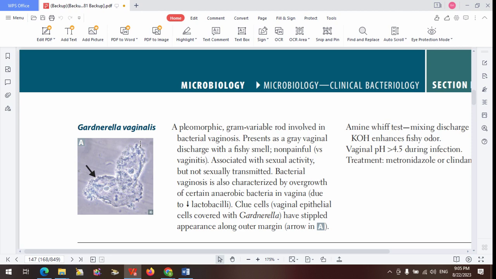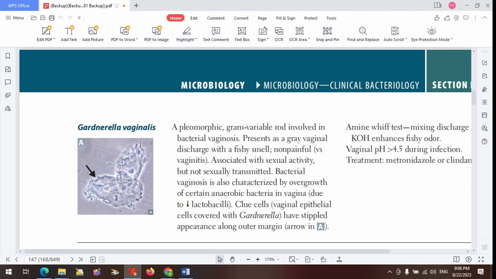Gardnerella vaginalis will form a biofilm so that the other anaerobes can superimpose themselves within the vagina and start causing problems. So the Prevotella, the Bacteroides, the Gardnerella, all of them work together to bring about the pathophysiology of this bacterial vaginosis. So all of them are essentially anaerobes.